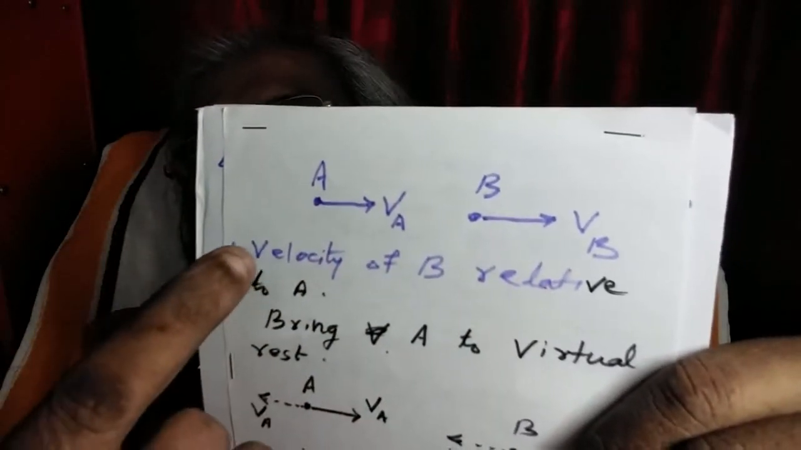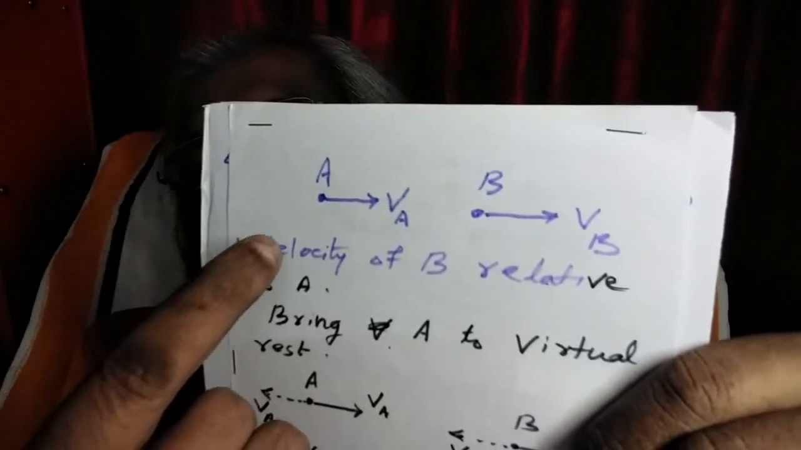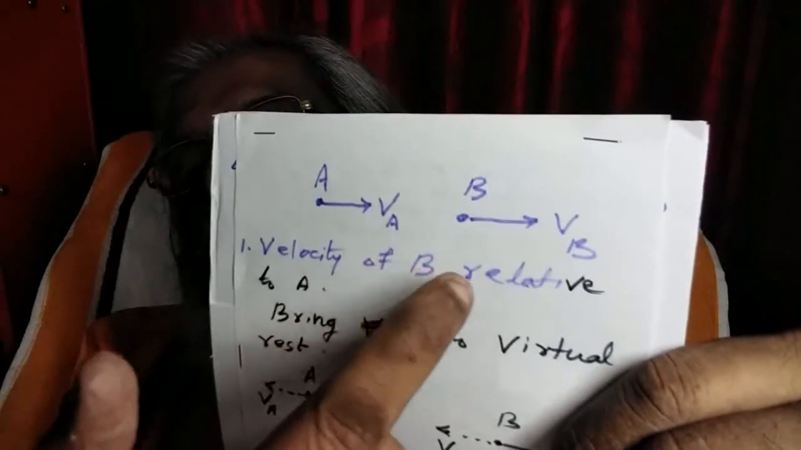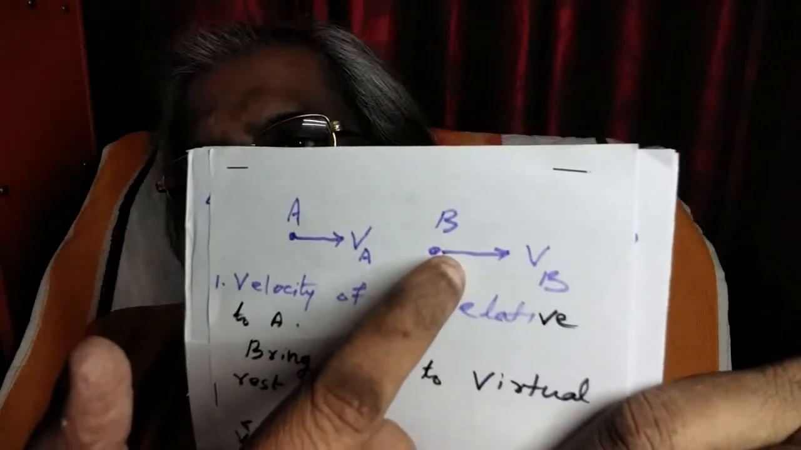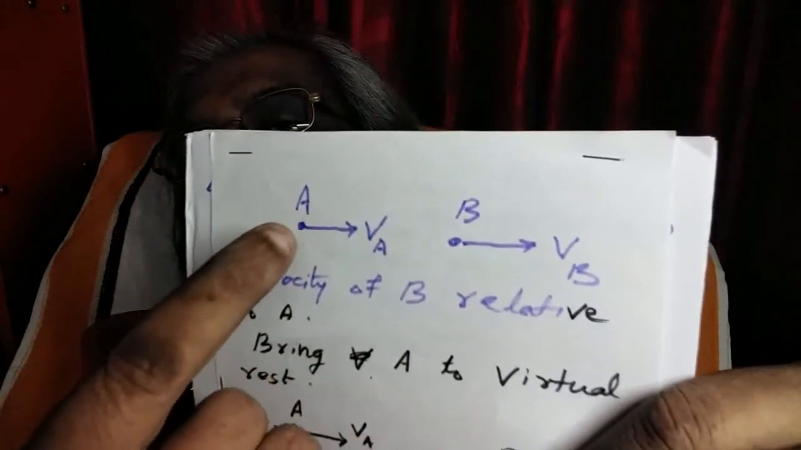Suppose we want to measure what is velocity of B relative to A. Here B is the event and A is the frame of reference. What are the steps to do? We must bring the frame of reference to virtual rest. Then only we can say what velocity of B is with reference to A.